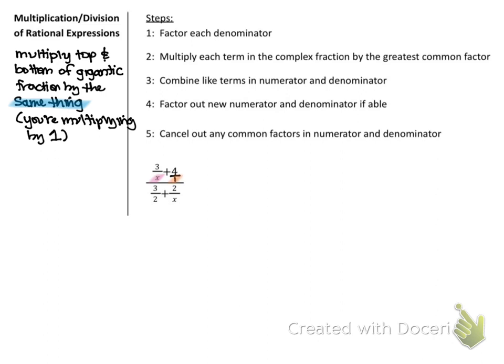Then I'm going to take a look at the next one, like I want all in one fell swoop. I'm going to take a look at this 3 over 2. Okay, I'm only looking at the 2. Then I'm going to take a look at this last guy, this 2 over x. The denominator itself is x.